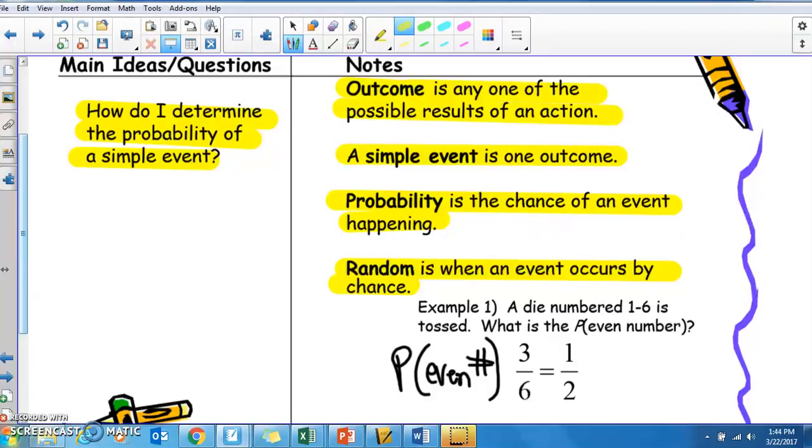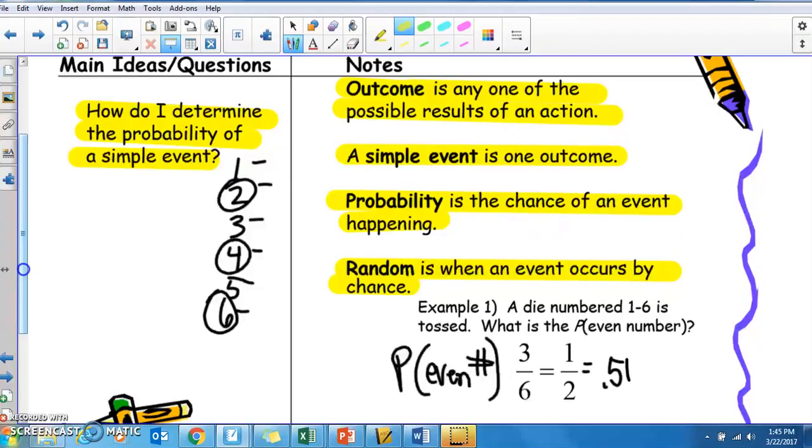On a die, you have 1, 2, 3, 4, 5, 6, and you know the even numbers are 2, 4, and 6. So how many of those are even? We have 3 even numbers. How many total do we have? 1, 2, 3, 4, 5, 6. So our probability written as a fraction is 3/6, which simplifies to 1/2. And we could convert that to a decimal by dividing, which gives you 0.5 or 0.50. And as a percent would give us 50%.